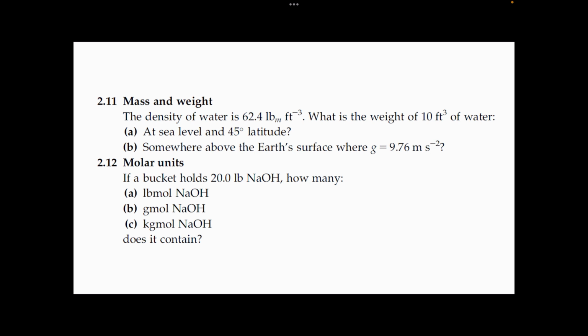It is a very simple problem, but it needs some basic understanding of what is weight and what is mass. All of us get confused frequently because these terms are used as kind of synonyms, right? Mass and weight, but there is a technical difference between weight and mass. So let us understand what it is. Problem 2.11.